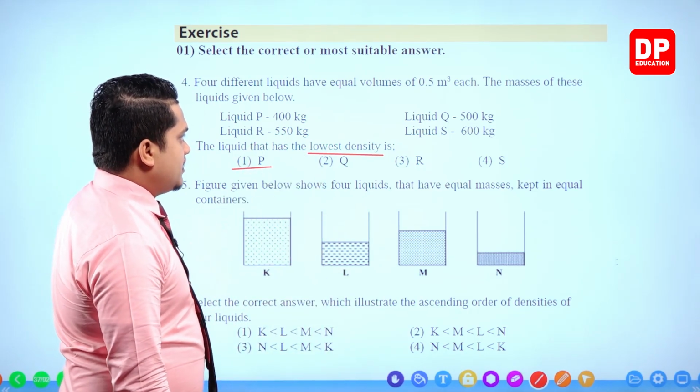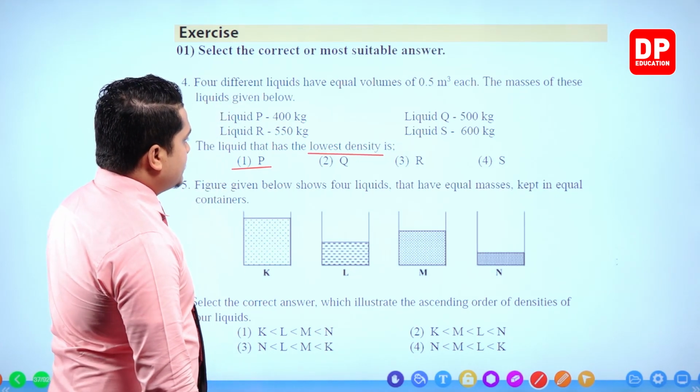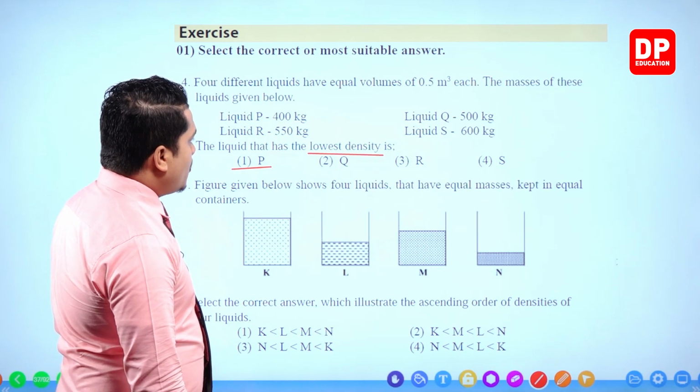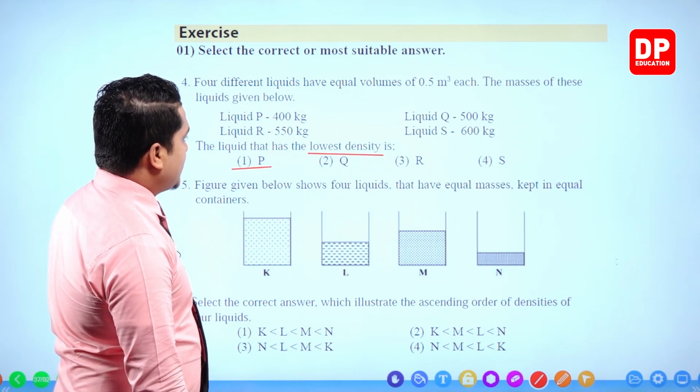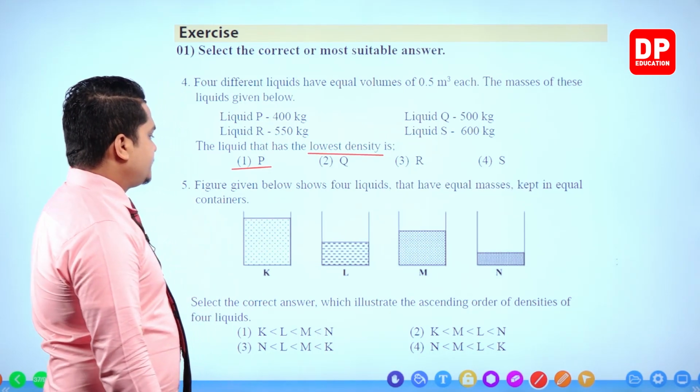Here the volume is a constant value. So go for the answer that has the lowest amount of mass. The lowest amount of mass can be observed in P, my dear children. So P is our answer.